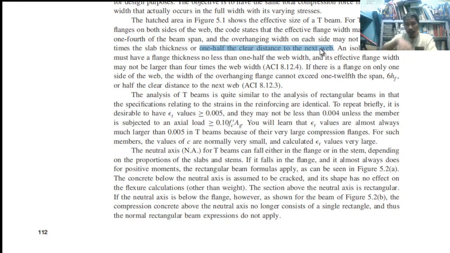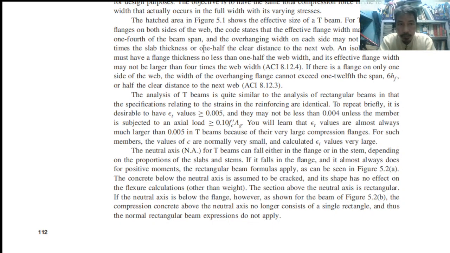Entirely, all of the slab will be part of the beam. Therefore, the load will go directly to the beam rather than going to the slab, then slab to the beam, then beam to the column, and then column to the footings. So the load will go directly to the beam because all of the slab would become part of the beam. Actually, T-beam. And isolated.